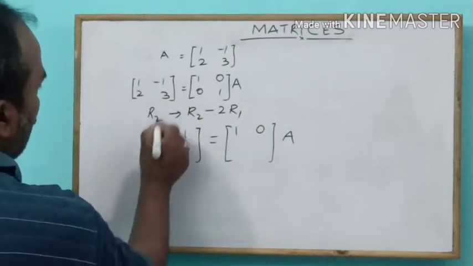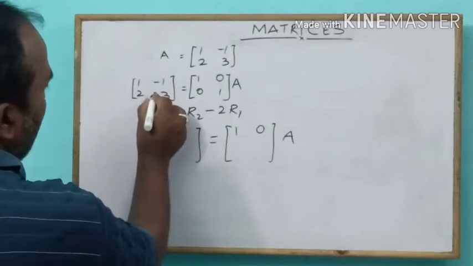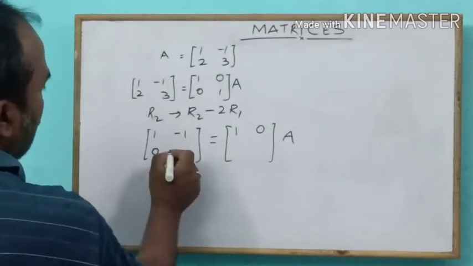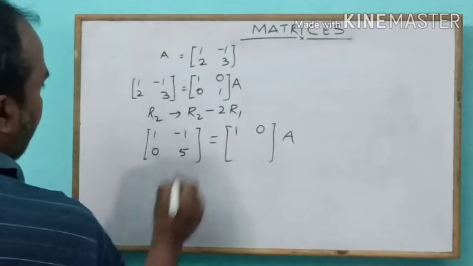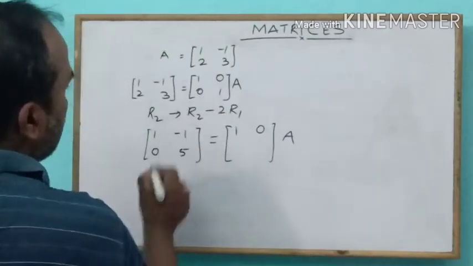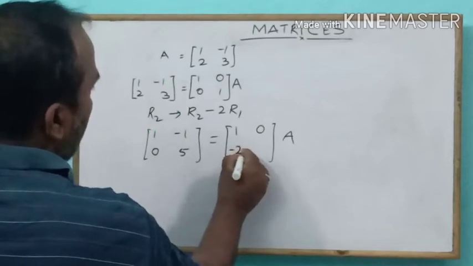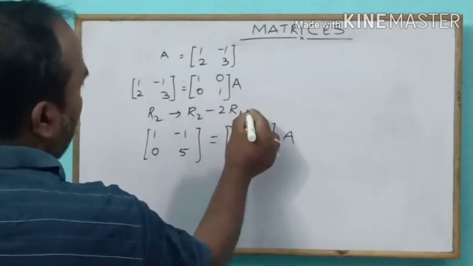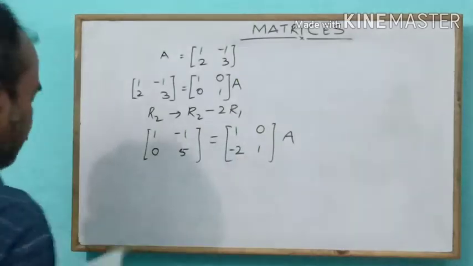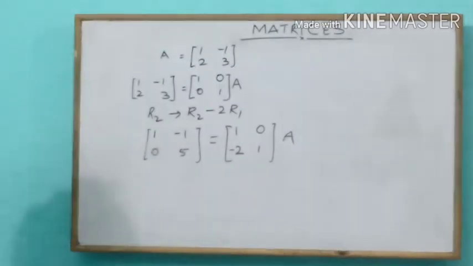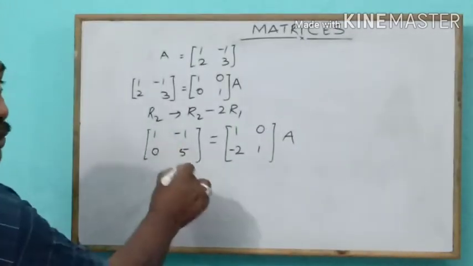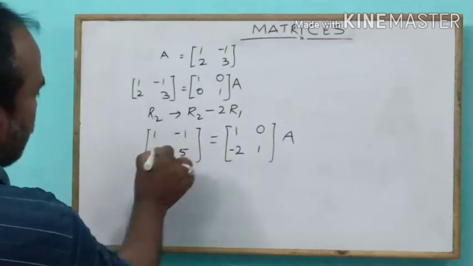So this becomes 0. 3 minus, so minus 2, that means it is 5. And here it is 0 minus 2, so minus 2. 1 minus 0, so 1. Now diagonally we should make 1 and this 2 should be 0.